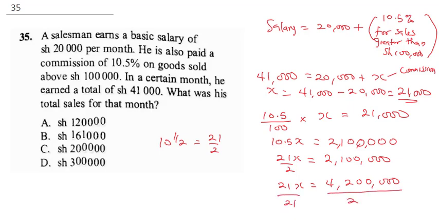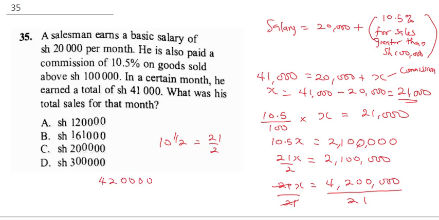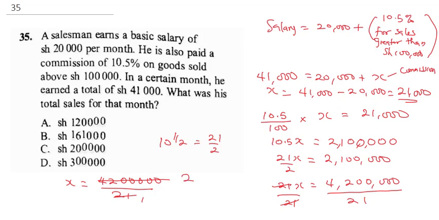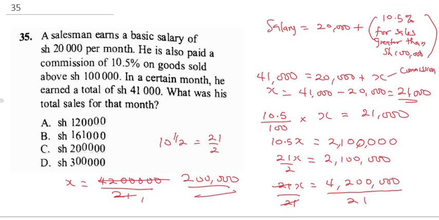Now divide both sides by 21. So 21 will cancel 21. Now x will be this divided by this. Now when you do 4,200,000 divided by 21, 21 in 42 is 2, and we have 1, 2, 3, 4, 5 zeros. So that means this is actually what he sold. So the correct answer here is C.